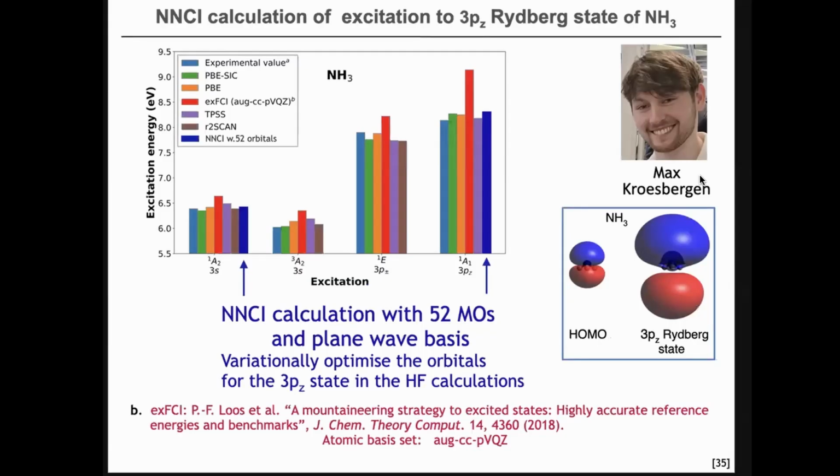But the key thing here is that we do the calculation of ammonia with plane waves, and we converge onto the excited state in the Hartree-Fock calculation. So we generate orbitals that are tailored to the excited state and have this diffuse orbital in there for the Rydberg state. And so it can converge with 52 molecular orbitals to a pretty nice value. So I believe the extrapolated full CI calculations that give a value higher by 1 eV are simply confining the Rydberg state by using an atomic basis set rather than plane waves.